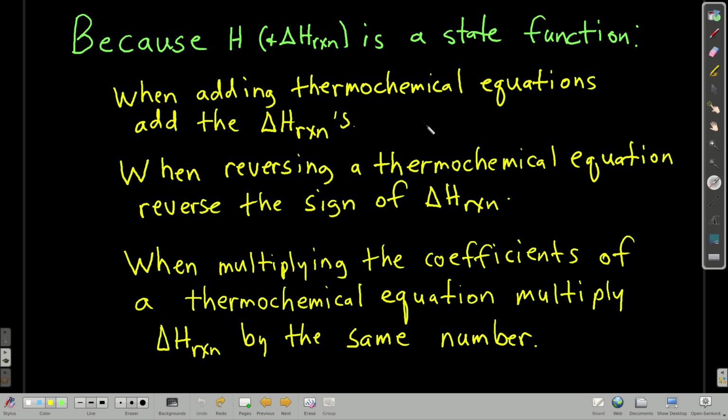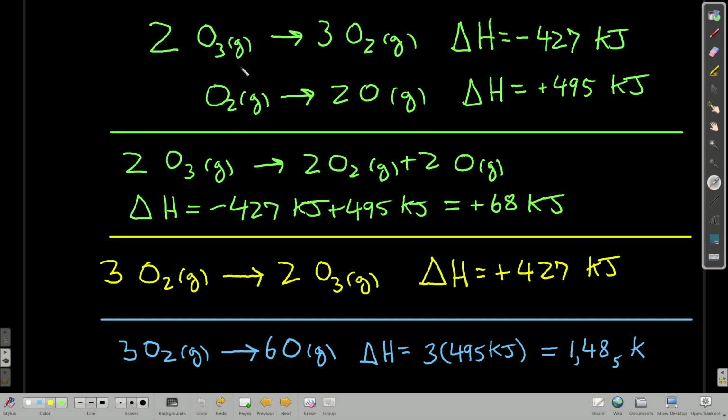When you add thermochemical equations together, just add the delta H's for each of the equations. When you reverse the thermochemical equation, make the products the reactants and vice versa, just change the sign of delta H. And if you multiply a thermochemical equation through by some number, multiply delta H of that equation by the same number. So for example, real quick, let's say we're given these two thermochemical equations with their delta H's.